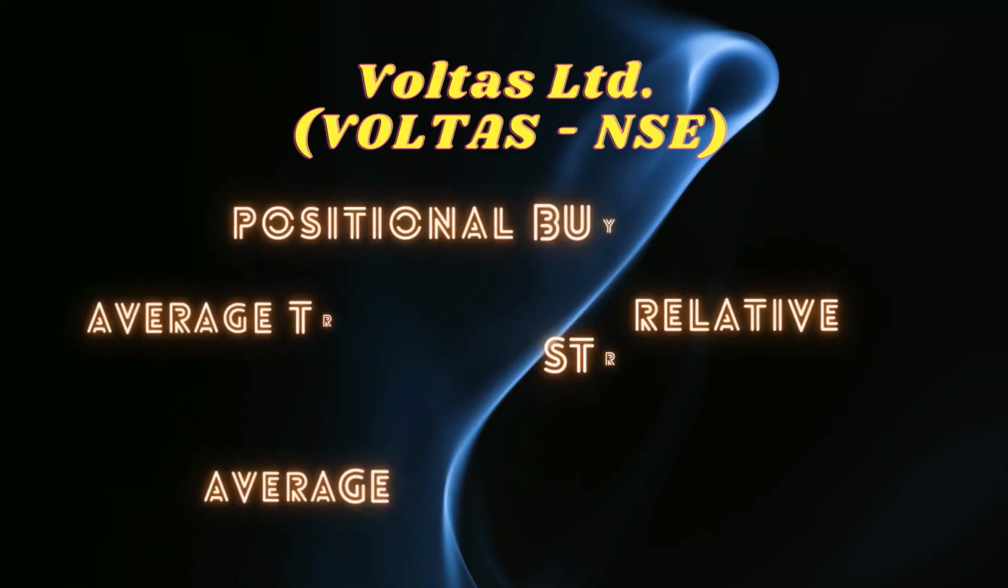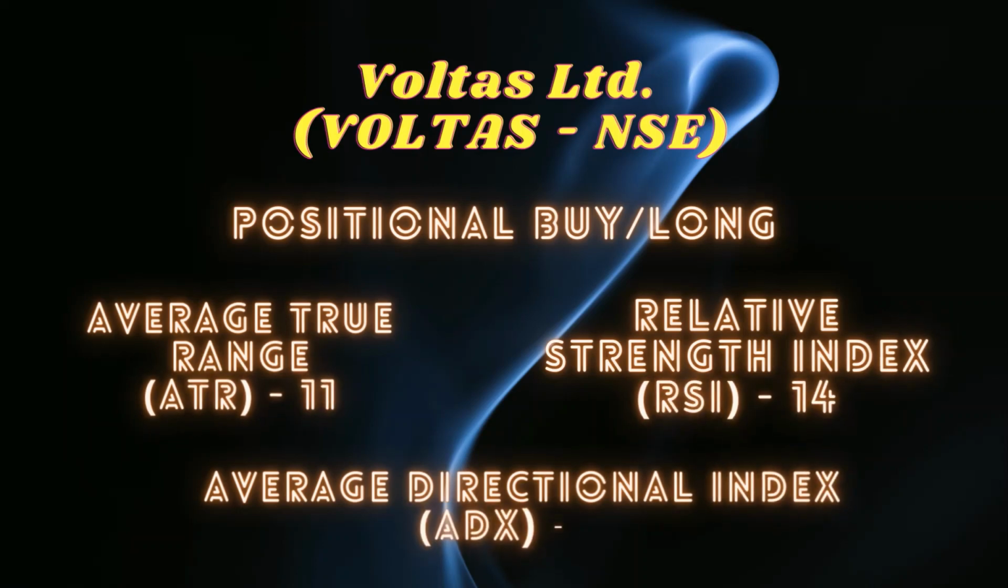Here is our first trading strategy for the stock VOLTAS Ltd trading in the NSE. This is a positional buy or long strategy, which means we buy first and sell after a few days. We're going to make use of three technical indicators here. The first one is the average true range, also known as ATR. We'll use the 11-period ATR. The second one is the relative strength index, RSI. We'll use the 14-period RSI. And the last one is the average directional index, ADX, again 14 period.